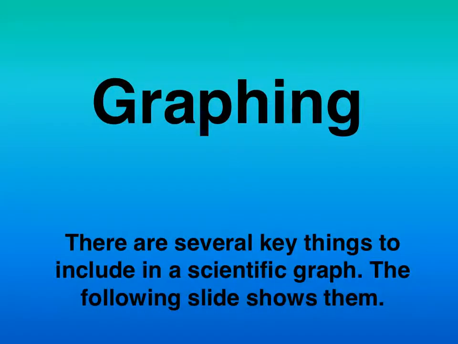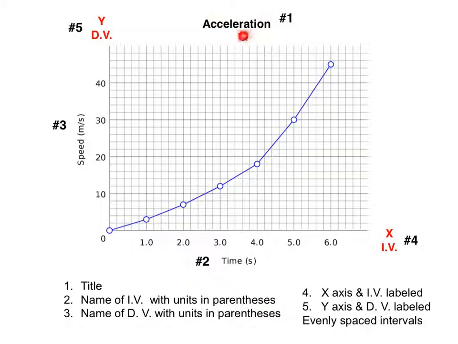There are several key things to include in a scientific graph. Every graph should have a title. The names of the independent variable and the dependent variable should be labeled with the proper units shown below, in parentheses. The interval of each variable should be evenly spaced. For example, each line for the dependent variable represents 10 meters per second, and each line of the independent variable represents 1 second. I would also like to see you label the x-axis as the independent variable and the y-axis as the dependent variable.